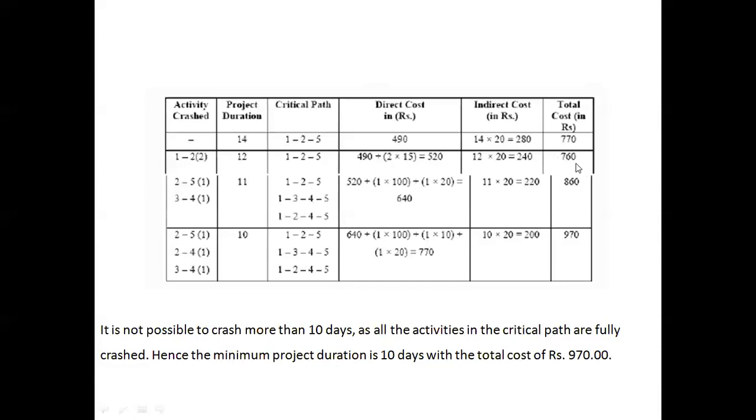This is 760 and the corresponding 12 is the optimum project cost and optimum project duration. And here 970 is the project cost for the minimum project duration.